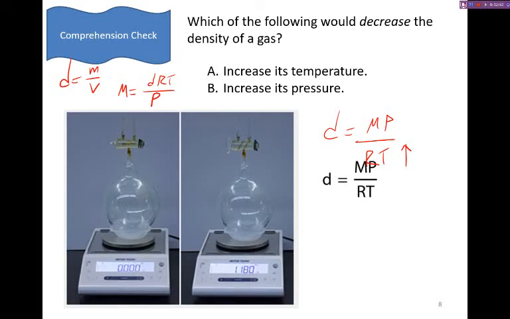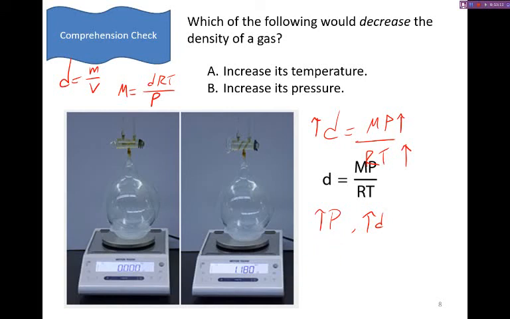And so what does increasing the pressure do? Increasing the pressure is going to lead to... it's a direct relationship with density, so an increase in pressure leads to an increase in density. So just to clarify, increasing the pressure is going to increase the density.